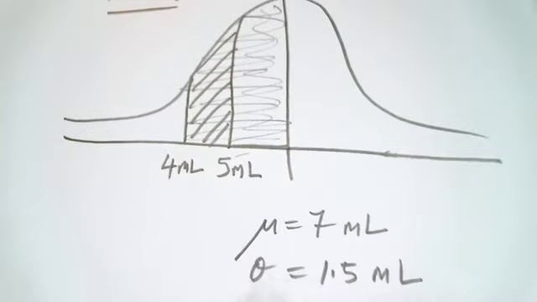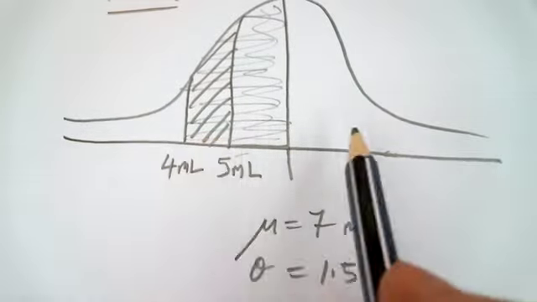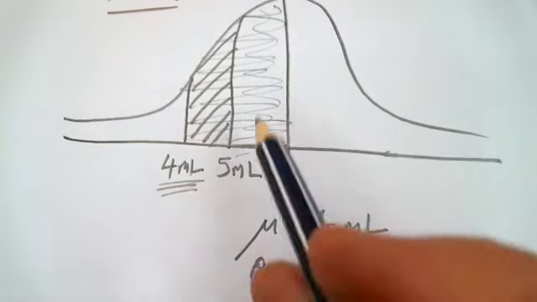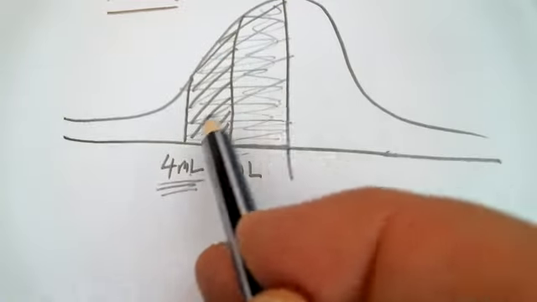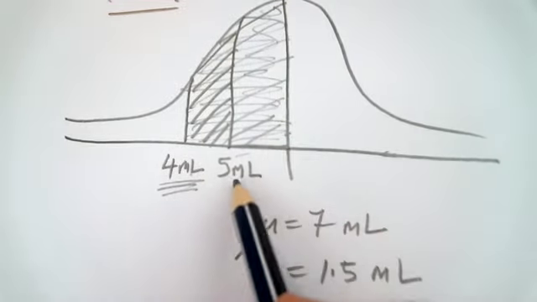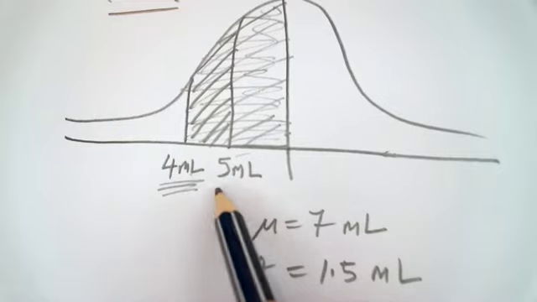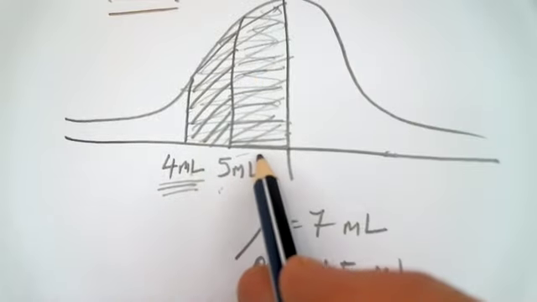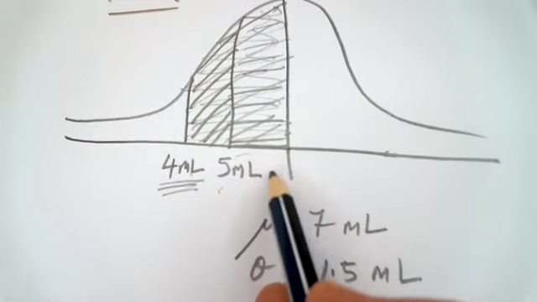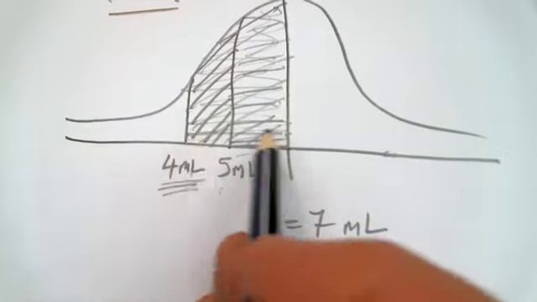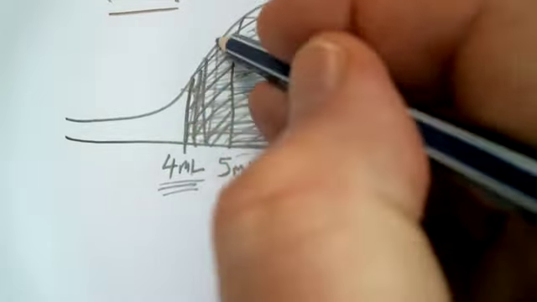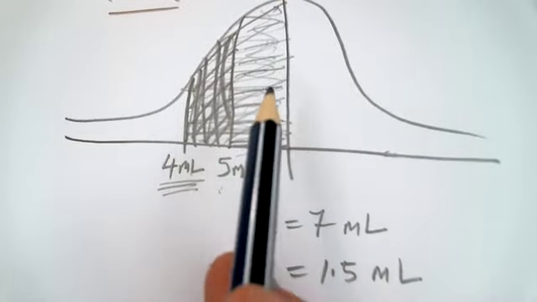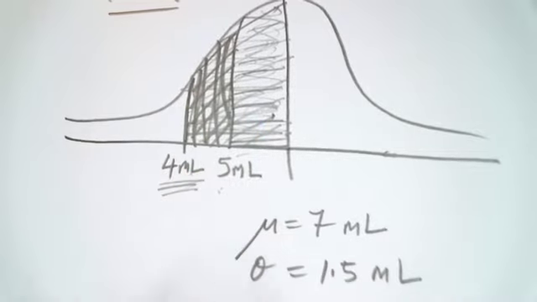So in order to find this band here, I'm going to have to find the probability using 4 milliliters, and it's going to give me the probability of all of this here. Then I'm going to use 5 for my Z, so I can find the probability of this band in here. And then I'm going to take the result for 5 and subtract it from the result for 4, which will give me this band in the middle there. So find the big one, find the small one, and then subtract the small one from the whole, which is the 4. Here we go.